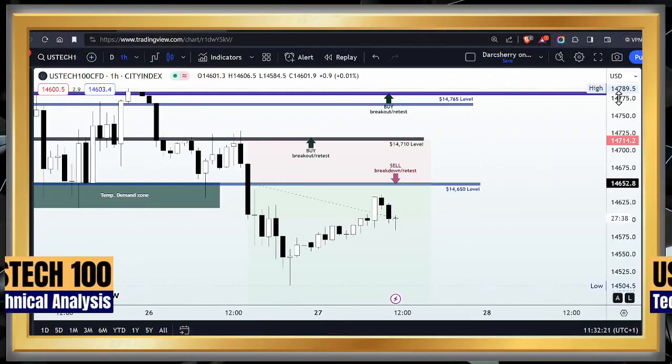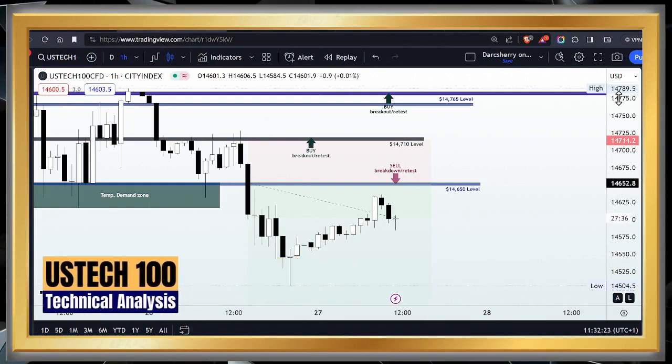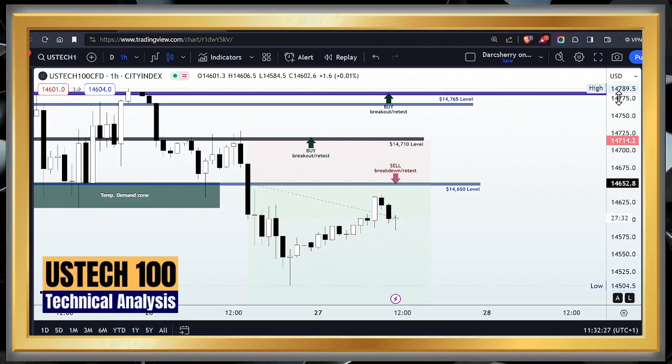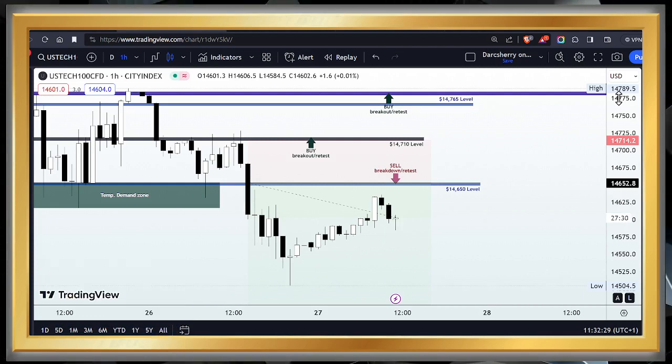So, the next asset on our watch list for today is the USTech 100. And on the USTech 100, we have quite an interesting position at this point in time. Despite the expectations that buyers might take over this market, we saw price finally break down that temporary demand zone we identified yesterday to incite a selling opportunity.